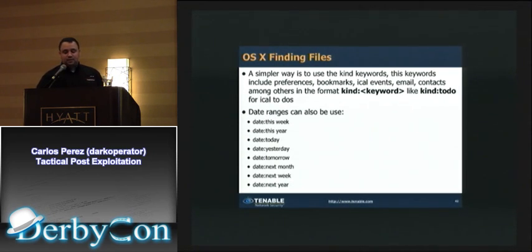Another thing I can do is use keywords like iCal, to do, music, audio, and I can give it those kinds of keywords to further my search on what I want to download from that box. Also, I can give it ranges. I want all of the files from this week, this year, today, yesterday, tomorrow, month, week, year. So as you can see, it makes life quite easy to find the information you need out of that box.